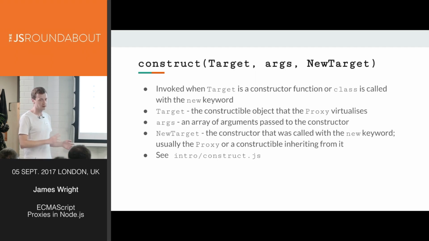The arguments array, just like apply. And what you have as the third parameter is called new target, which is quite interesting. So back to the point I had about classes being able to inherit from a proxy instance, this will either be the proxy itself or it will be the constructor inheriting from that.